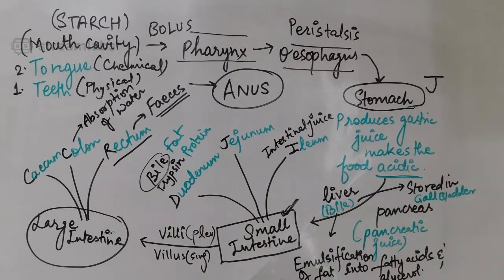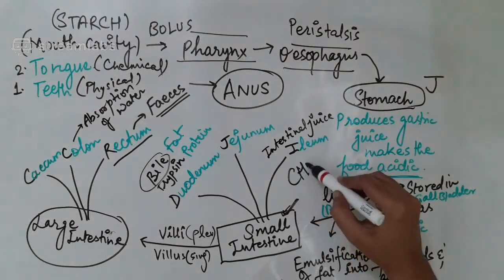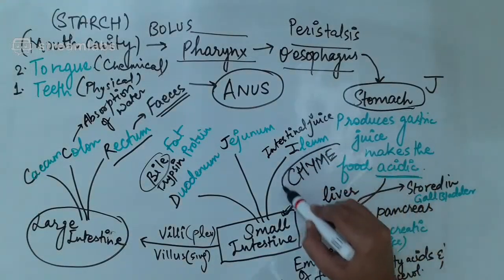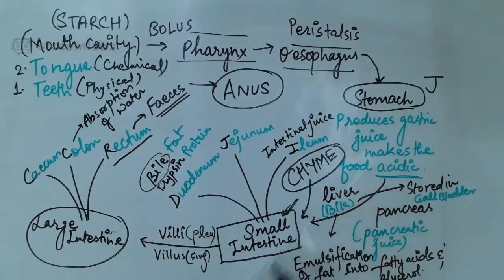The food in the stomach, when acted upon by the acidic nature of the stomach due to the presence of hydrochloric acid and the secretion of bile and pancreatic juice, is now termed as the chyme. The chyme goes into the small intestine. Chyme is the food mixed with the enzymes and hydrochloric acid.